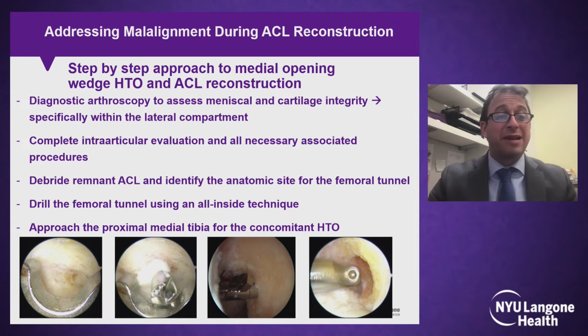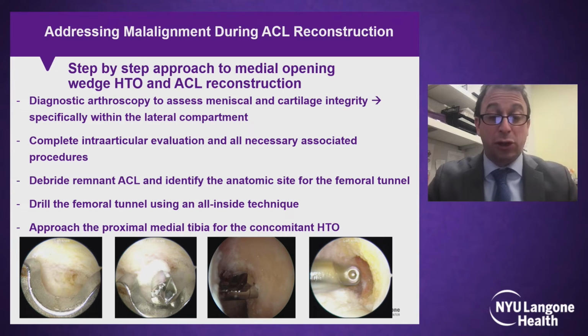We're going to start with a diagnostic arthroscopy to assess the meniscal and cartilage integrity, specifically within the lateral compartment. We know from that preoperative plan that we're going to be shifting the mechanical axis into that lateral compartment. So we want to ensure that the articular surfaces in that compartment are intact and capable of withstanding the increased loads that they're going to see. We'll then do a complete intra-articular evaluation and take care of any associated procedures to the meniscus and debride any cartilage lesions that need to be debrided.